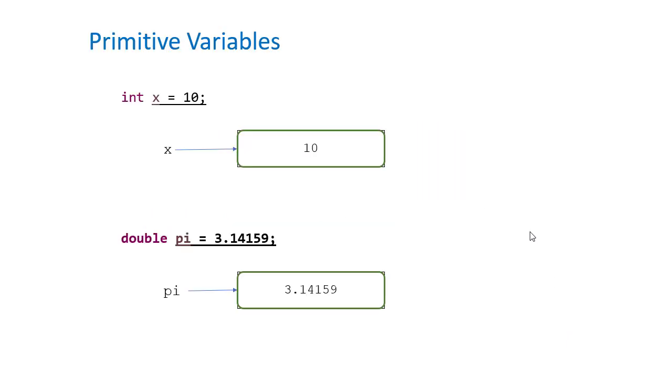So primitive variables just get stored in memory. So when I declare an int x, like I'm doing here, that allocates some location in memory for us to store the value 10. With doubles, it's very similar. When we declare a double, it allocates some memory for us to store that double in, and then when we use the name x or pi in our code, Java knows where to find that.